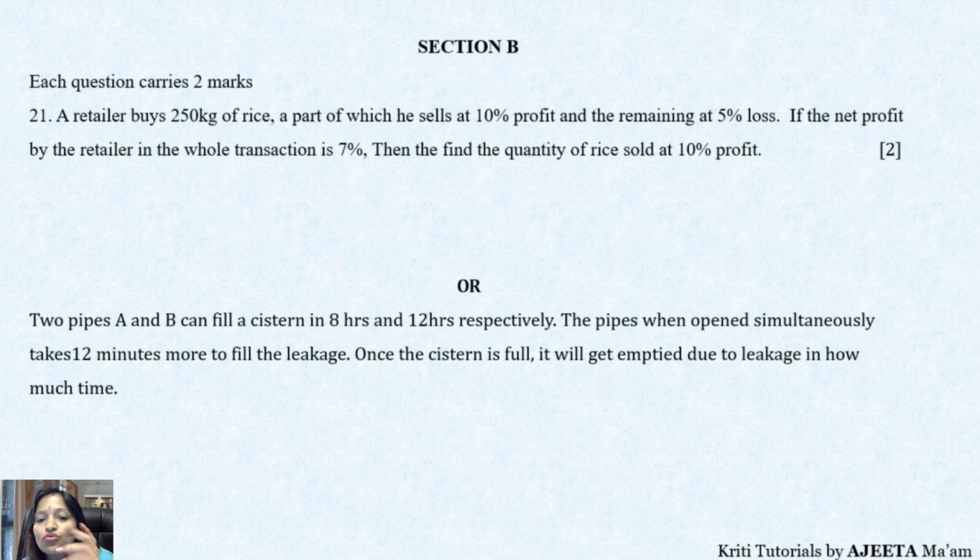A retailer buys 250 kg of rice, a part of which is sold at 10% profit and the remaining at 5% profit. And the net profit to the retailer in the whole transaction is 7%. Then find the quantity of rice which is sold at 10% profit.